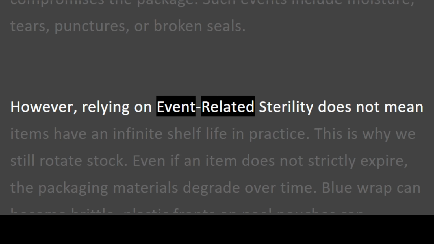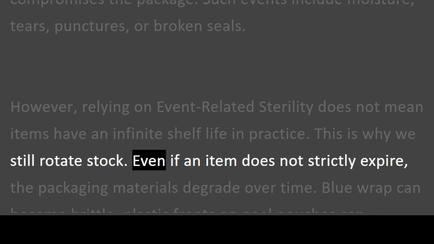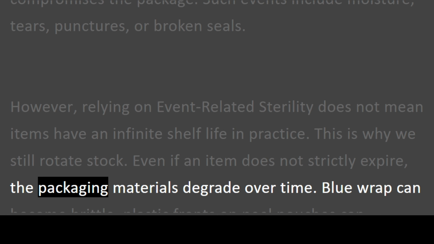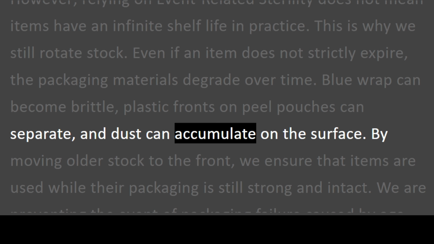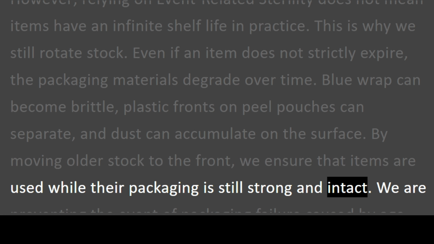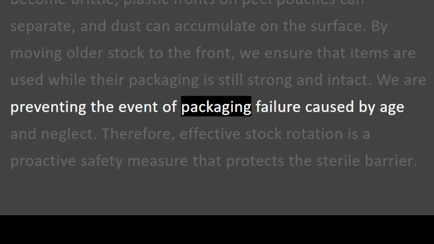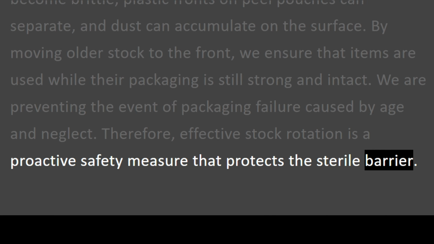However, relying on event-related sterility does not mean items have an infinite shelf life in practice. This is why we still rotate stock. Even if an item does not strictly expire, the packaging materials degrade over time. Blue wrap can become brittle, plastic fronts on peel pouches can separate, and dust can accumulate on the surface. By moving older stock to the front, we ensure that items are used while their packaging is still strong and intact. We are preventing the event of packaging failure caused by age and neglect. Therefore, effective stock rotation is a proactive safety measure that protects the sterile barrier.